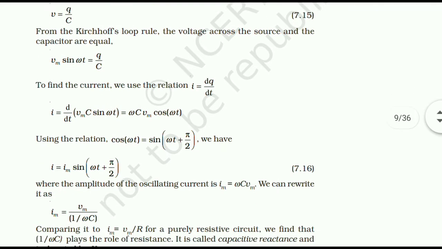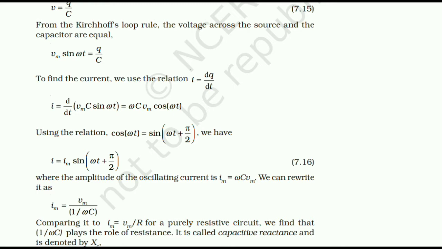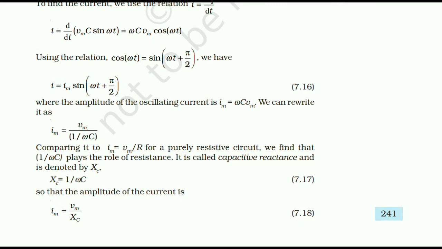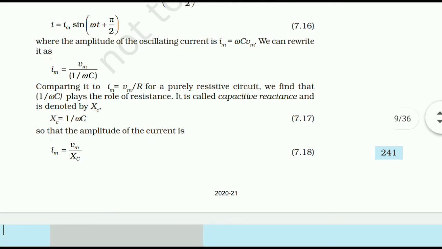To find the current, we use the relation I equals dq upon dt. I equals d(Vm C sin omega t) upon dt, which is equal to omega C Vm cos omega t. Using this relation, I is equal to Im sin(omega t plus pi by 2), where the amplitude of the oscillating current is Im equals omega C Vm. We can rewrite that as Im equals Vm upon (1 upon omega C). Comparing it to Im equals Vm upon R for a purely resistive circuit, we find that 1 upon omega C plays the role of resistance.